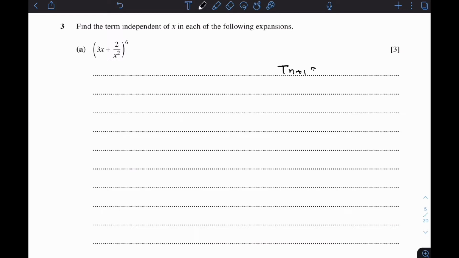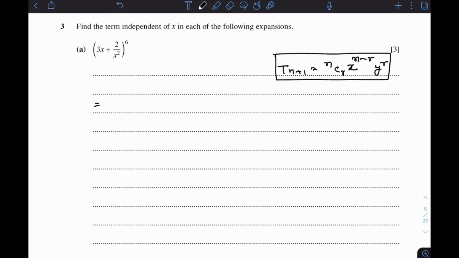Tn plus 1 equals nCr x to the power n minus r y to the power r. So sometimes it's becoming quite critical. So let us give some time to expand. It will help us to solve these things quickly. So let me write the formula.